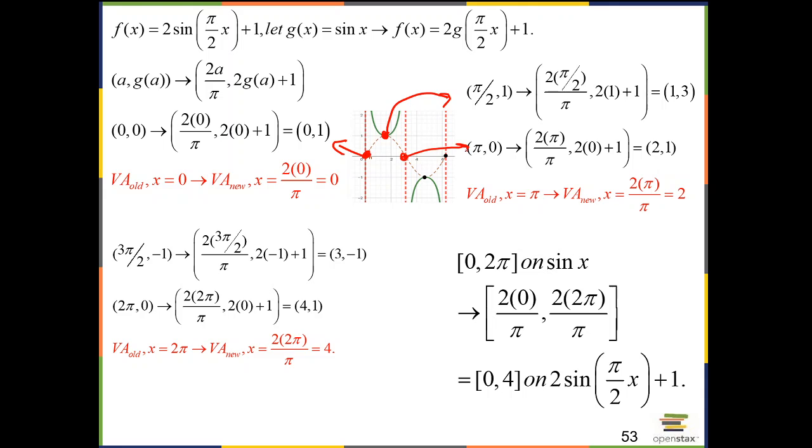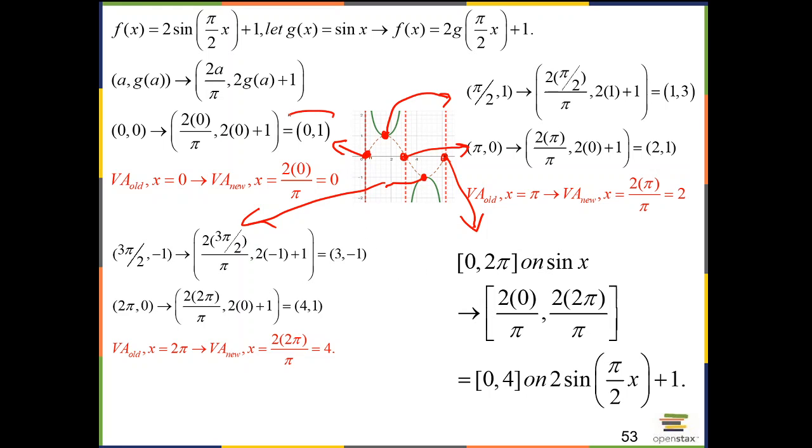This one is that one. It gets transferred to 2, 1. And this one is, where is that one? It's right here. And this one is right here. So that's how the points get transferred, right?